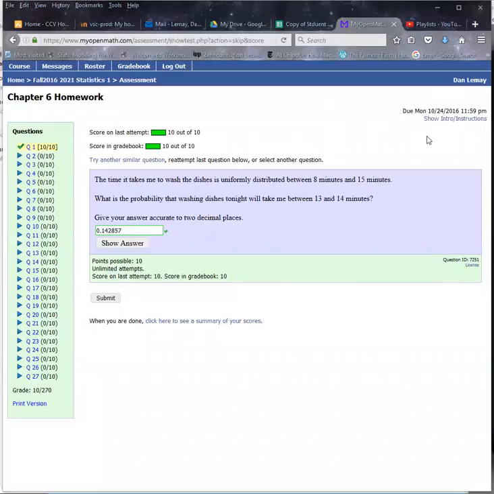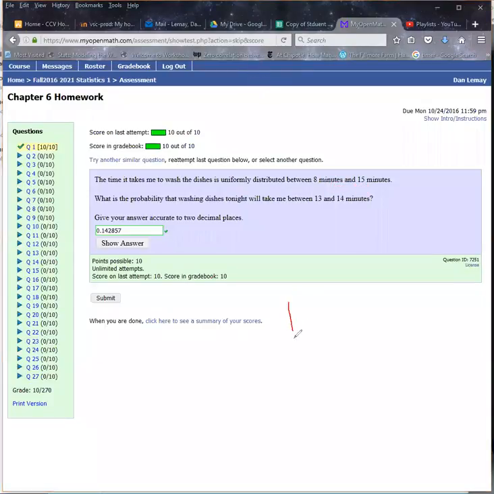Okay, so for this problem, it's dealing with the uniform. A couple of things I want to point out to you. It's dealing with the uniform probability distribution, not the normal distribution. And they're telling me it takes anywhere between 8 and 15 minutes to wash the dishes.